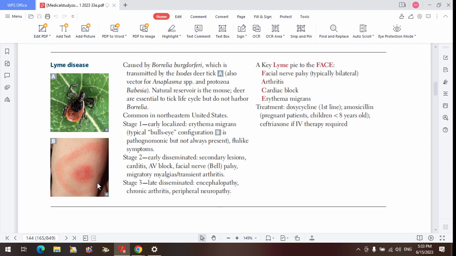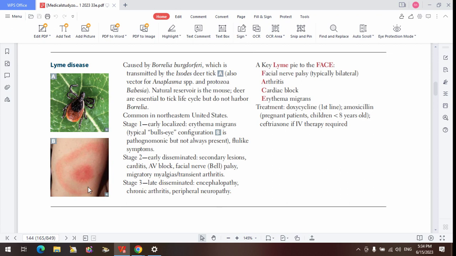Erythema migrans is like a bullseye configuration. You have a double zone of erythematous appearance. You can see this one in the center and the surrounding one. It is pathognomonic of Lyme disease, but it's not always present. I think in 80% of cases you see it. So that's your early localized stage.